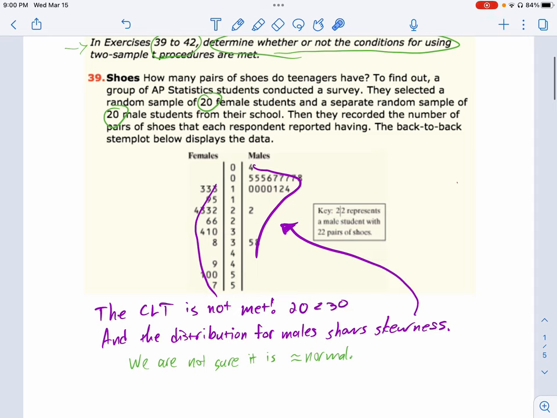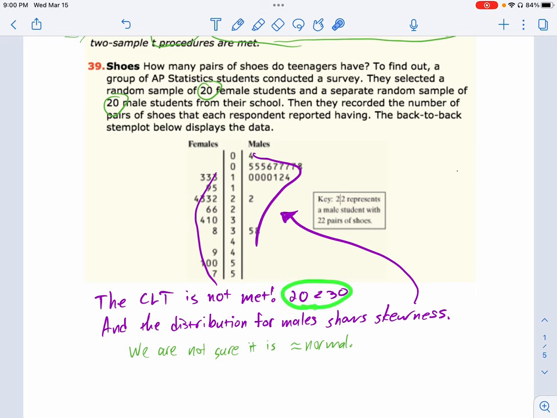First one is about how many pairs of shoes a teenager has. So think conditions. Oh, look, it says random. Okay, so it's random. Check. Now, is it normal? Uh-oh, there's only 20 of each sample. That's not enough. That's not 30.